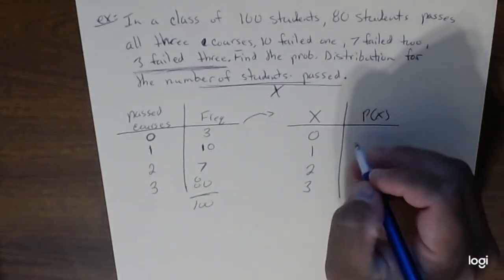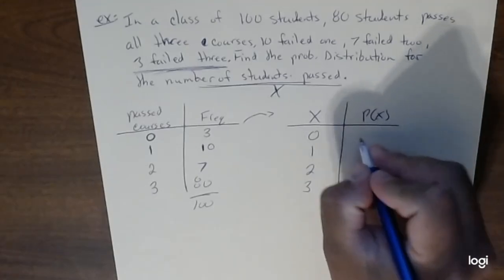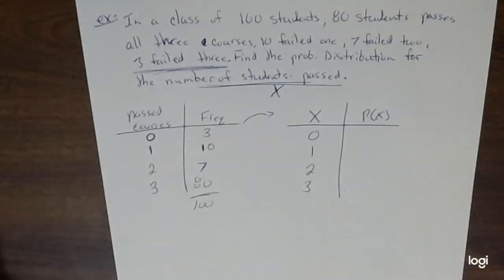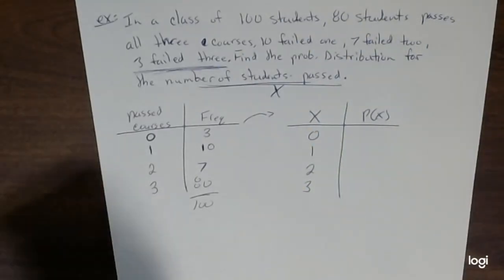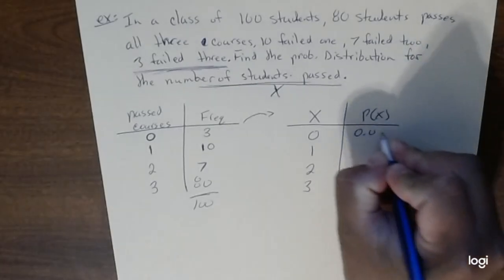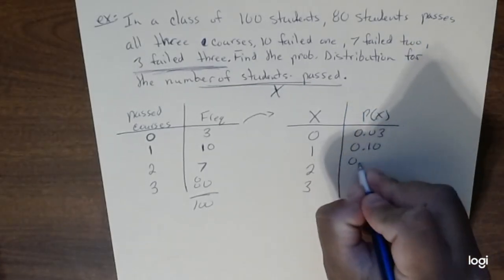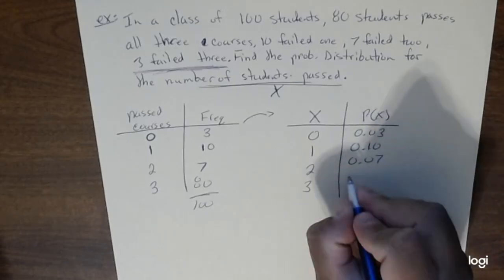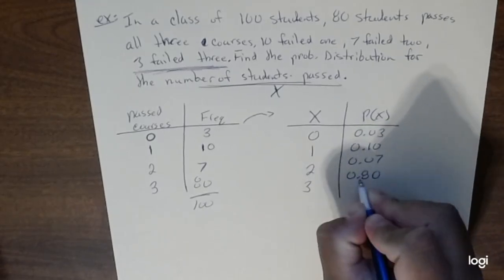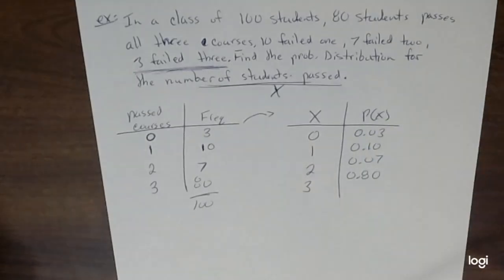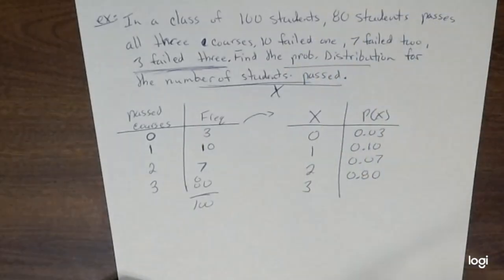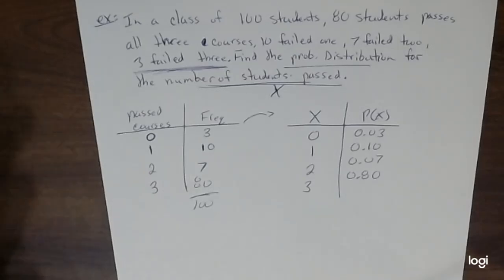So this should give you, I think, 0.03. Let me double check though. Yeah. So 0.03, 0.10, 0.07, and then 0.80, respectively. Okay. And there you go. Right? There is your probability distribution. Okay. And again, from here, I can ask you a lot of questions, right?